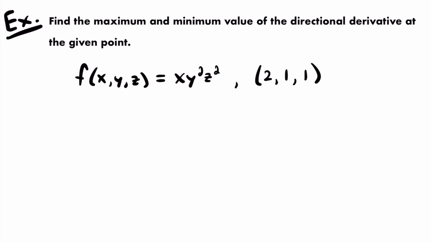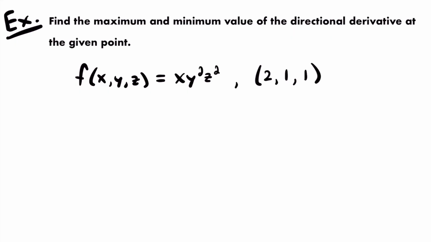All right, so for our last example, we want to find the maximum and minimum value of the directional derivative at the given point. And we're given a multivariable function of 3 independent variables, f of x, y, z, is equal to x times y squared times z squared, and the point (2, 1, 1). Okay, so this is just like the previous example, except now we're working with a multivariable function of 3 independent variables as opposed to 2 independent variables.